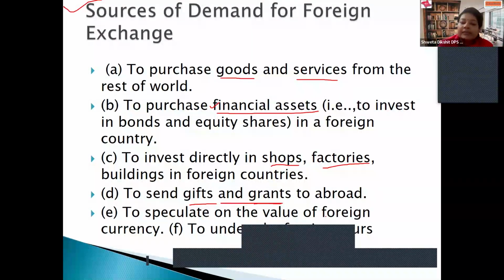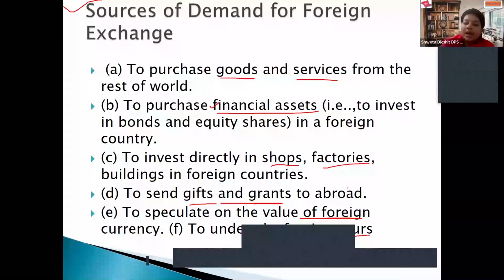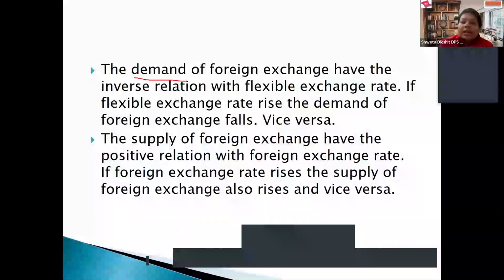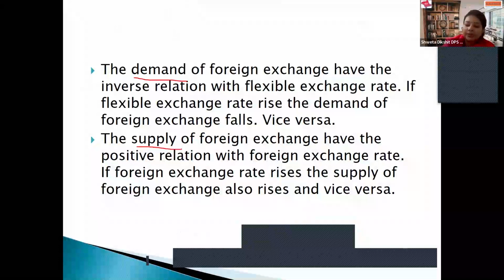Now the next is when you are going on a foreign tour. For different types of foreign tours you also need the foreign currency. For example, business tour, educational tour, official tour, and recreational tour. For any kind of tour you need foreign currencies. So these are the basic needs or sources of demand. And vice versa is the supply. For whatever you demand foreign exchange, just make it opposite, and this becomes the reasons for the supply of foreign exchange.